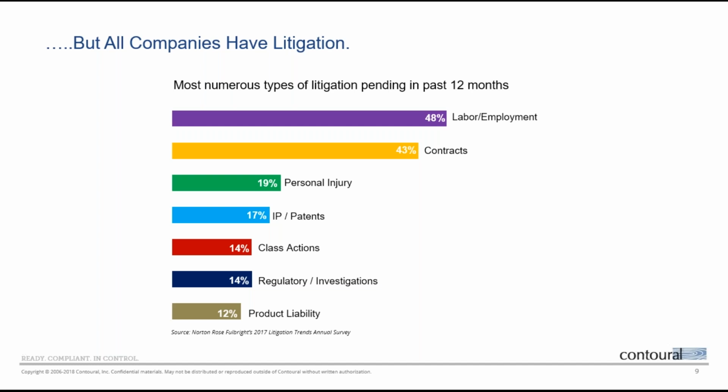But this is what we usually find with most of the organizations we work with: contracts, labor and employment cases tend to be most frequent. But there are lots of personal injury, lots of products liability, and intellectual property cases that often require the production of lots of information. And that's what we want to talk about here today.